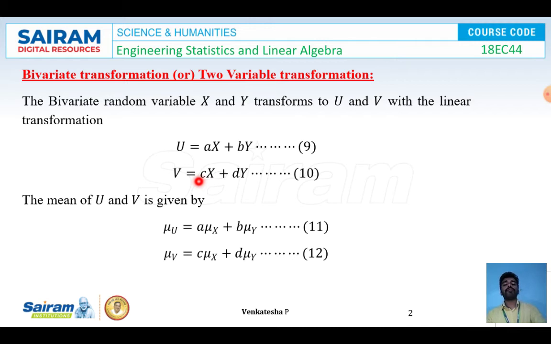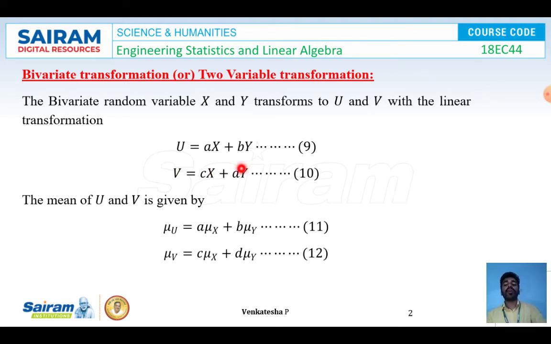To find the value of mean, I'm going to apply the expectation on both sides. After applying the expectation, I got the equation expectation of U is equal to expectation of aX plus bY, and expectation of V is equal to expectation of cX plus dY. By the properties of expectation, expectation of U is equal to a into expectation of X plus b into expectation of Y, and expectation of V is equal to c into expectation of X plus d into expectation of Y.